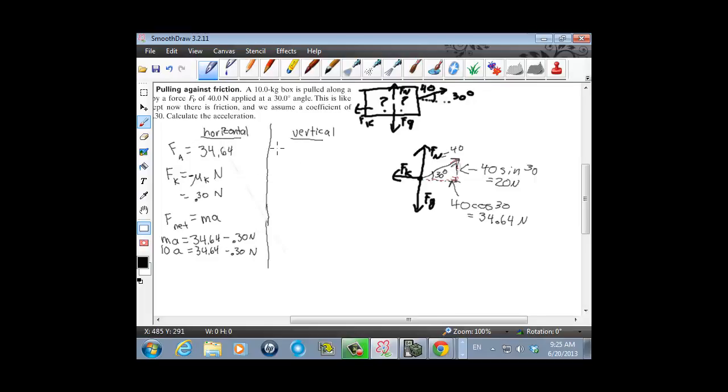Okay, so now let's look at our vertical. What forces do we have vertically? We have Fg, the force due to gravity, which is mg, which is 10 times 9.8, or 98 newtons. We also have our normal force, which we don't yet know, but we do know that our net force equals our normal force, which is up, minus our force due to gravity, which is down, which is Fn minus 98, and that equals ma.